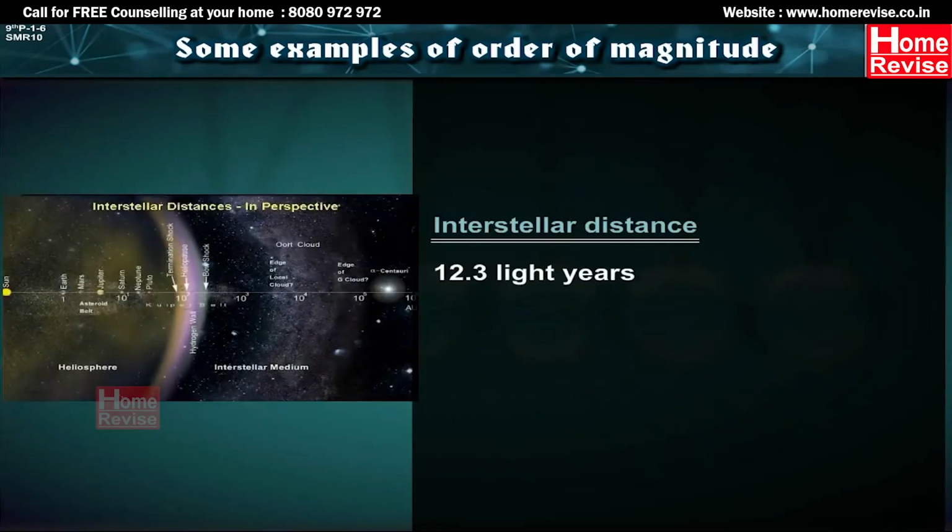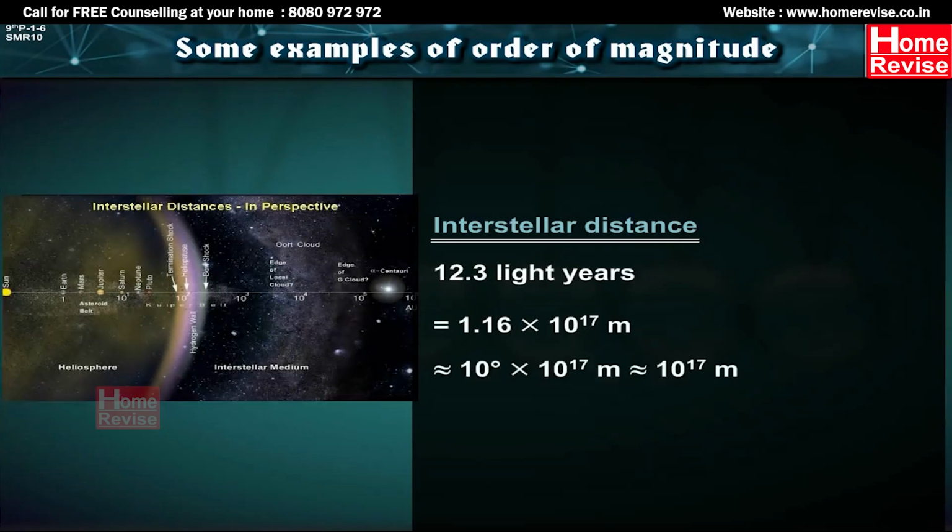Interstellar distance is equal to 12.3 light years, which is equal to 1.16 into 10 raised to 17 meter, which is nearly equal to 10 raised to 0 into 10 raised to 17 meter, which is nearly equal to 10 raised to 17 meter. Order of magnitude is equal to 10 raised to 17 meter.